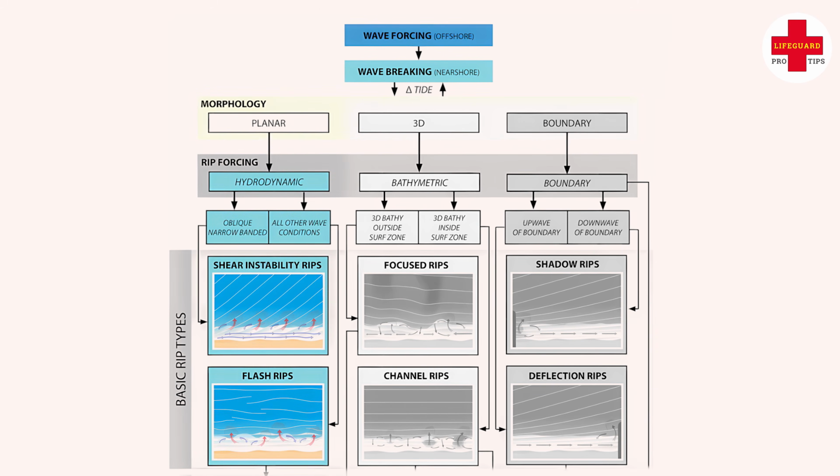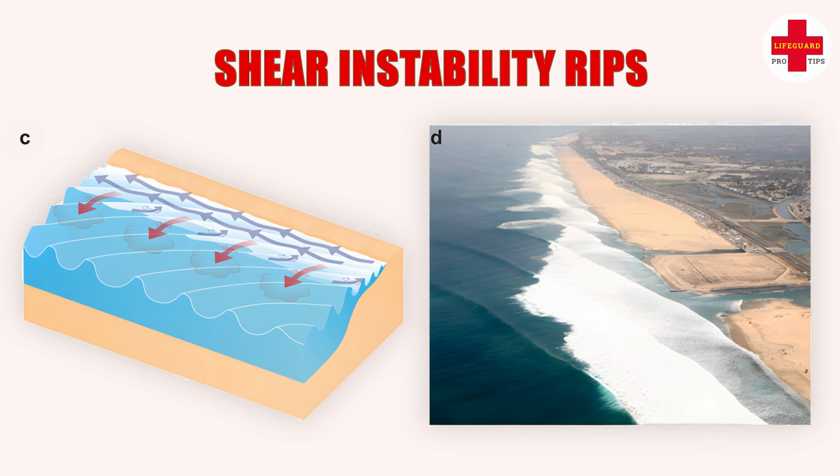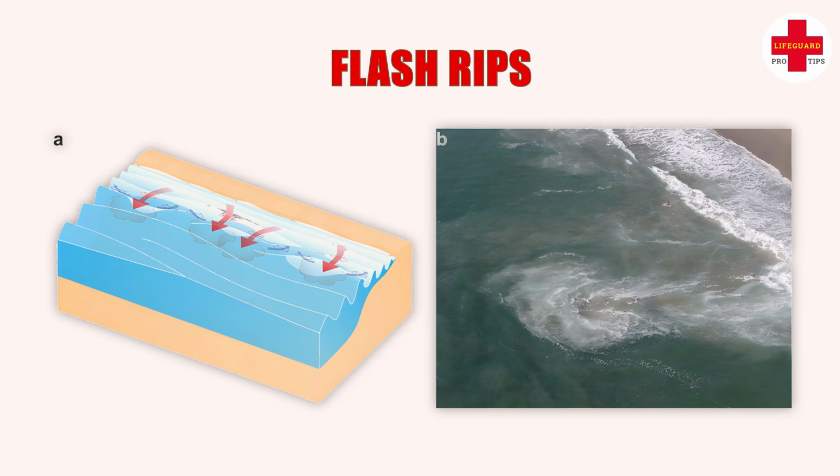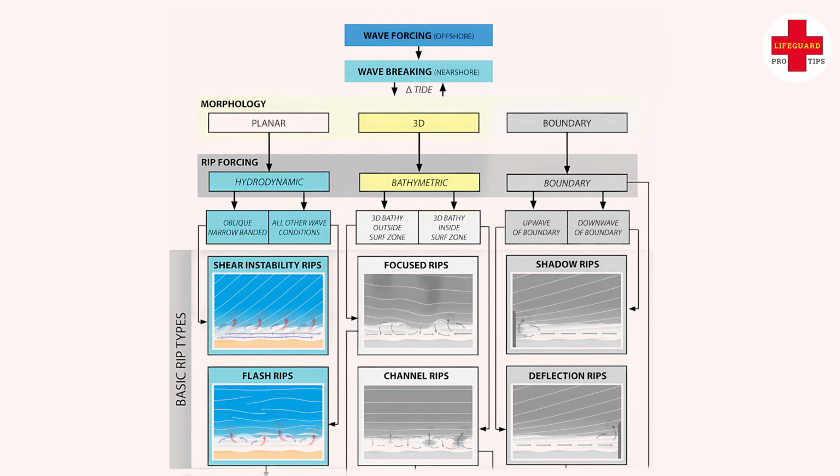Hydrodynamically controlled rips. These rips are short-lived and change location quickly. They form on beaches with uniform shorelines and are driven mostly by wave and current interactions. Shear instability rips are triggered by strong longshore currents that become unstable. Flash rips, on the other hand, appear suddenly when these currents are weak or absent, forming eddies that pulse water offshore.